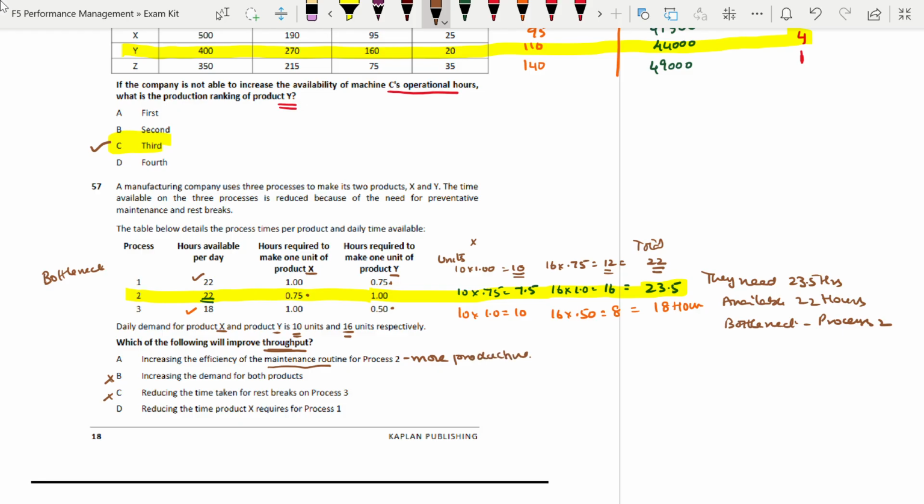Reducing the time of X required for process. Why are we reducing? We have a good time. Here also we have to focus on process 2. Are you clear about this? Yes. Okay, likewise you have to do. First you have to calculate like this, then you have to make a comparison, then it will work.